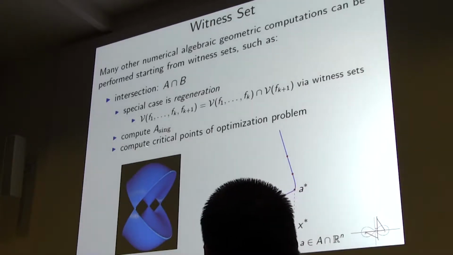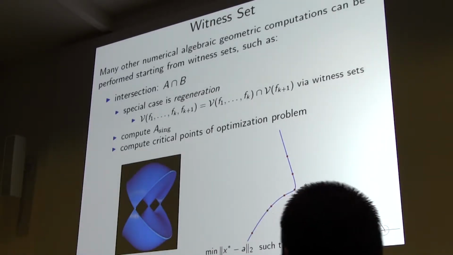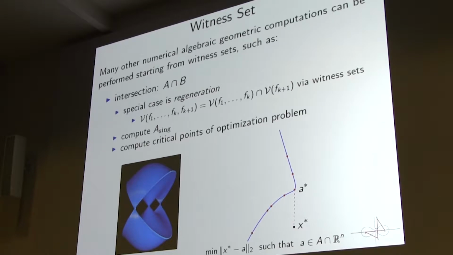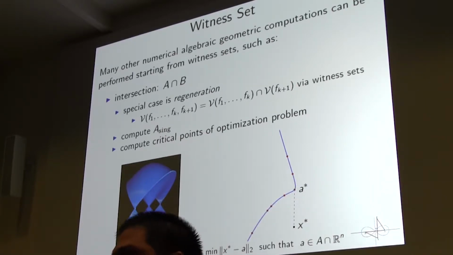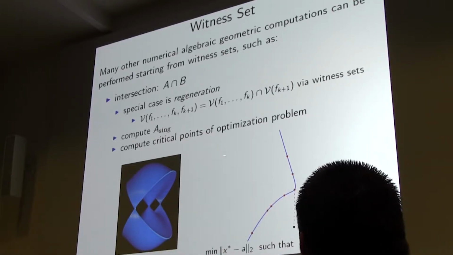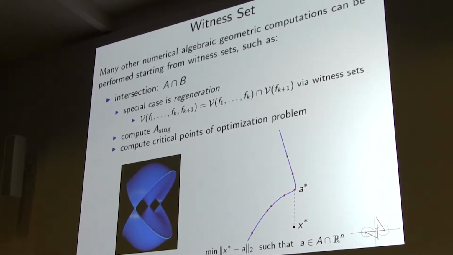Other things that you can do is suppose you want to compute the singular points of your variety. So starting with a witness set for A, you intersect with the singularity conditions. The rank of the Jacobian drops. You can compute the critical points of an optimization problem. So this has shown up several times. Once you have a witness set for your variety, you intersect it with the Lagrange multipliers or however you want to formulate your critical points.